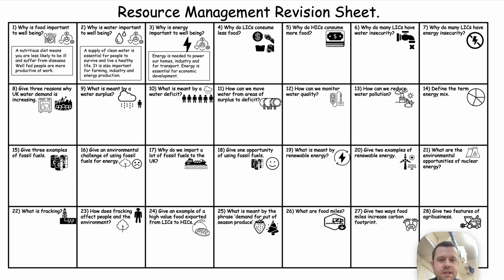Why do LICs consume less food? A LIC is a low-income country. They have a lower GNI per head, and they spend a larger proportion of their income on food. If you think of a pie chart, let's say for argument's sake that in LICs they spend half of their income on food. If food prices rise by 50%, that half now turns into 75%. So of all the money they have, they have to spend 75% on food.